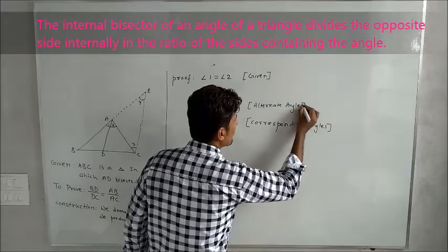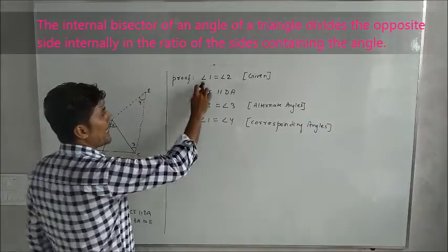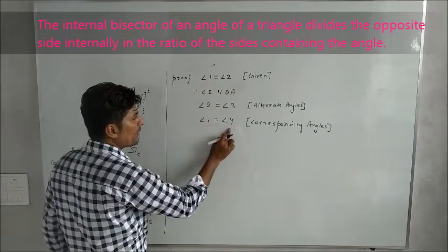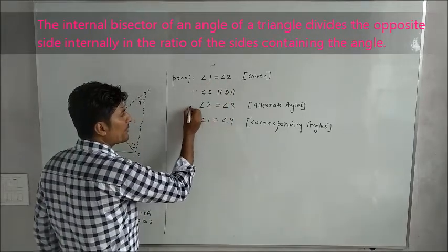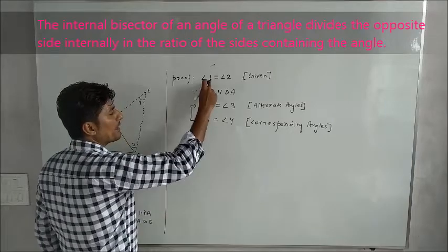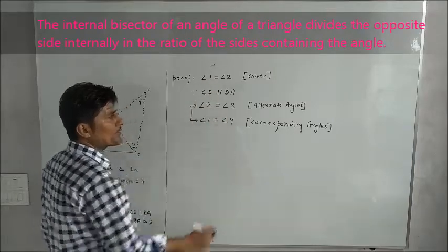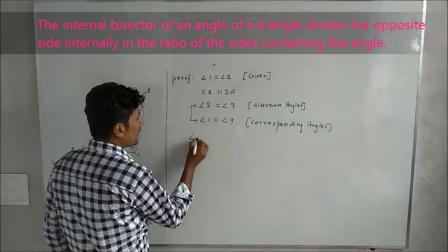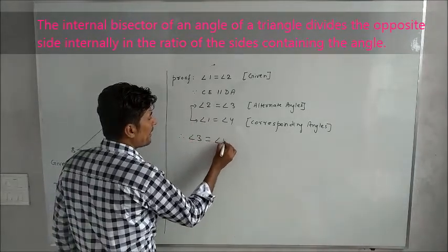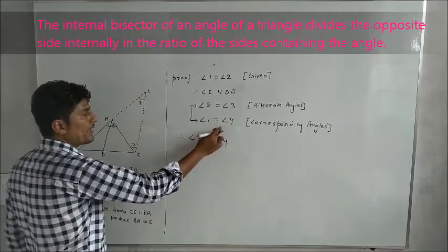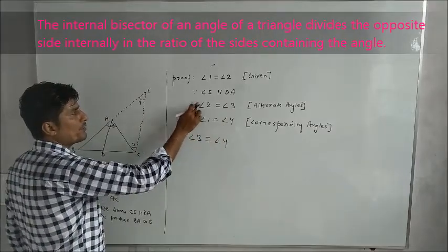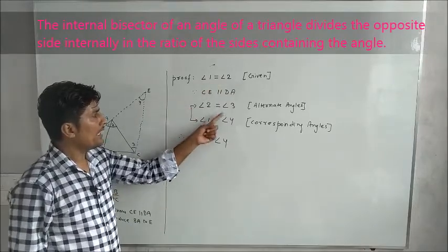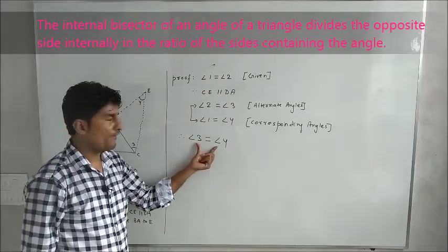Now, since angle 1 equals angle 2, angle 2 equals angle 3, and angle 1 equals angle 4, hence angle 3 is equal to angle 4. So we write here, hence angle 3 is equal to angle 4. Why? Because angle 1 and 2 both are equal.